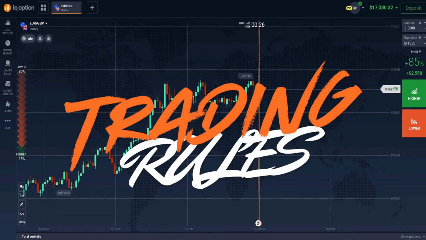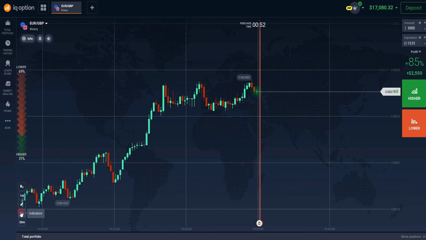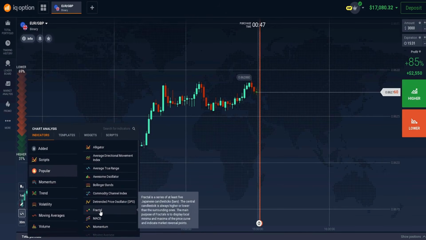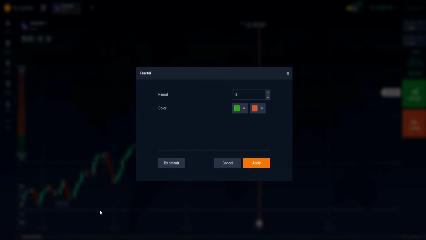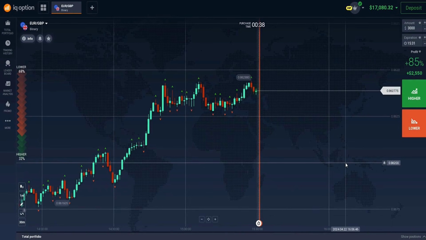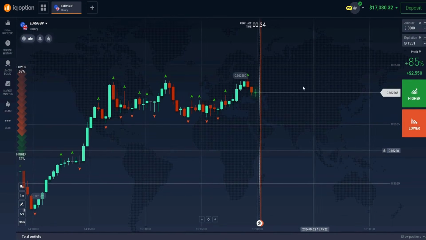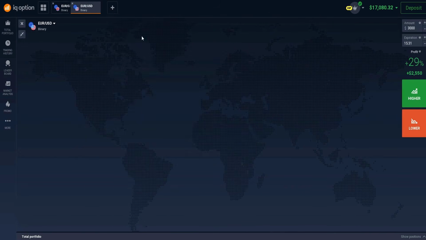Now let's talk about the rules of this strategy. First, add the fractal indicator to your chart. Go into the settings and change the period from 5 to 3. This makes the signals faster and more accurate. That's it. Once the fractal signal appears, take a buy or sell trade on the very next candle.